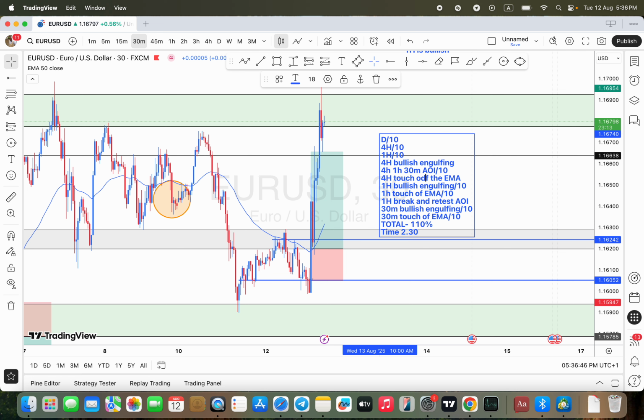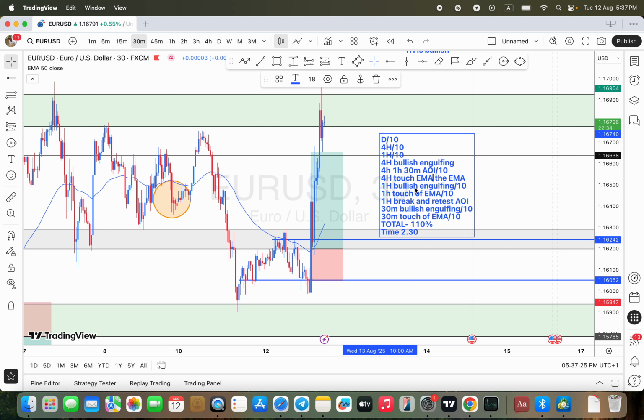EMA. I was just writing it not in capital letters. No, capital letter. EMA. So 4 hours touch of the EMA. So the confluences for this trade were strong to push price to the upside because it happened in the 4 hours. We have 1, 2, 3 different confluences in the 4 hours time frame telling us that this price is going to the upside.